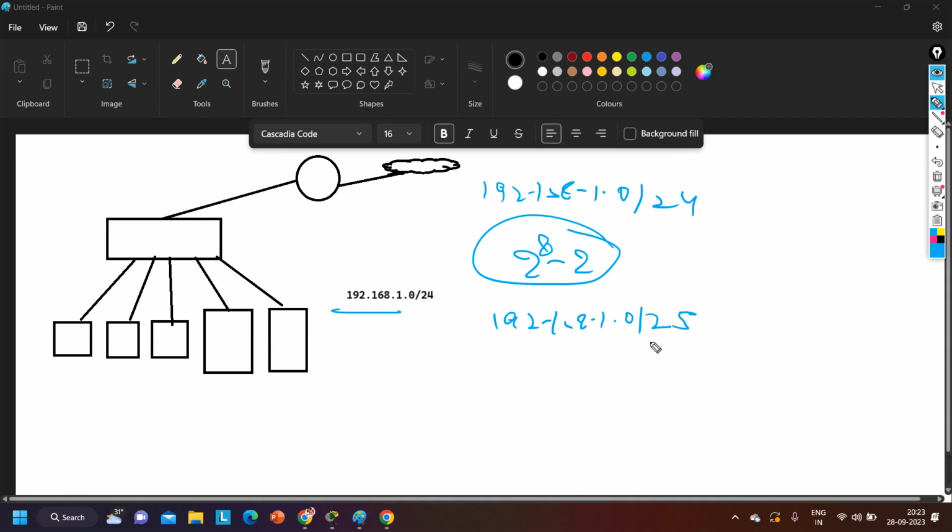192.168.1.0/25. How many host bits are there? 7. That means 2 to the power 7 minus 2 valid IP addresses are there in one network. Just a minute, I didn't understand. Here it is 25, so how does this become 7? The total size of an IP address is 32 bits. Out of the 32 bits, 25 bits are network bits, which means 7 are host bits. So the slash value is the network bit notation. Okay, got it now.